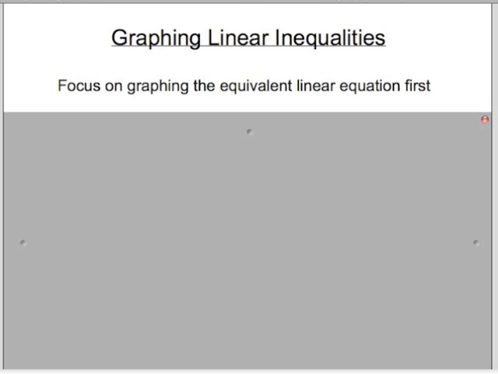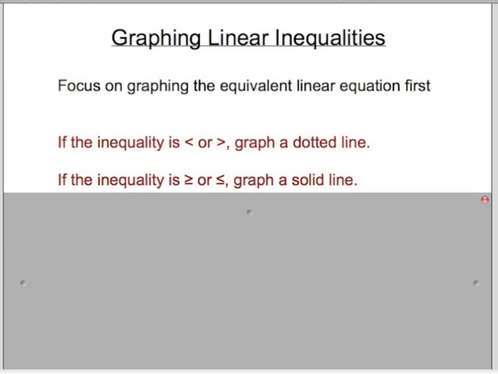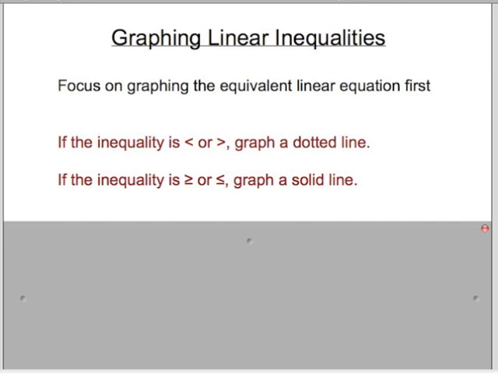From there, you have a special couple of rules because it's an inequality. If the inequality is less than or greater than, graph a dotted line. If the inequality is less than or equal to or greater than or equal to, graph a solid line. It's really the only rule you need to learn. From there, because it's an inequality, we have to shade.